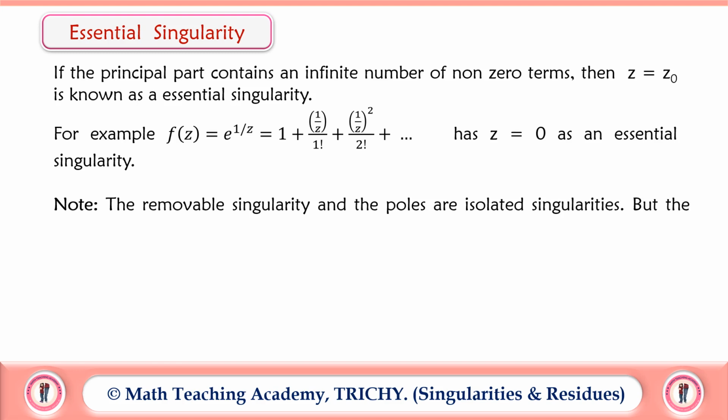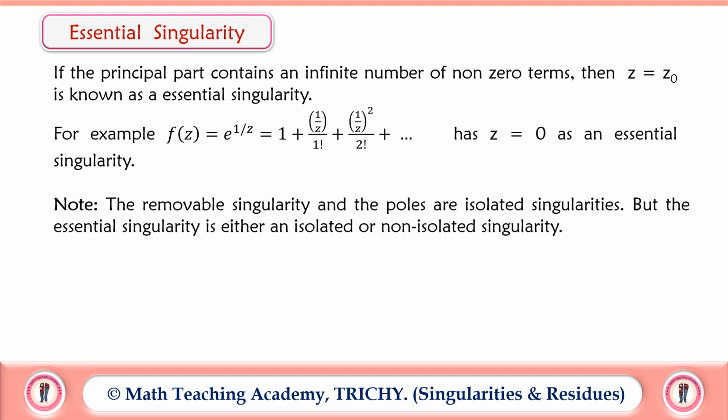Keep this thing in mind. The removable singularity and the poles are isolated singularities, but the essential singularity either comes under isolated singularity or non-isolated singularity.